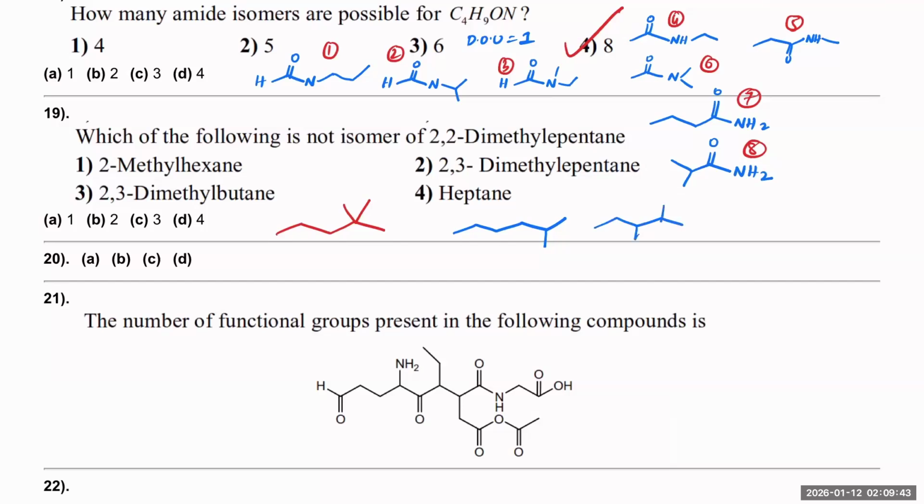2,3-dimethyl butane. So butane means one carbon is left. And the last one, heptane. So 1, 2, 3, 4, 5, 6, 7. In fact, we have 7 carbons only. So the only one which is not matching is this one, which is option 3. Okay.